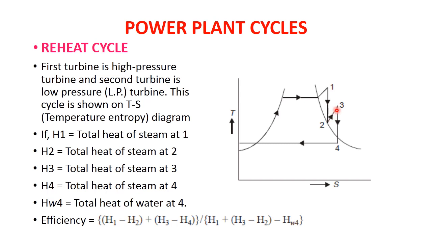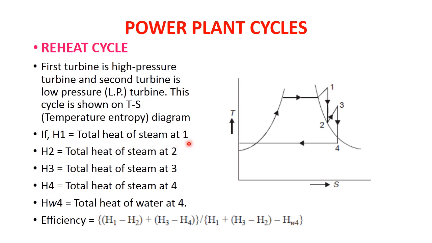So 1 to 2 is the first turbine expansion, then 2 to 3 is nothing but the reheating process. From 3 to 4, the expansion of the steam takes place again in the second turbine, and then it is sent again to the inlet of the steam generation. So the first turbine is the high pressure turbine and the second turbine is the low pressure turbine.